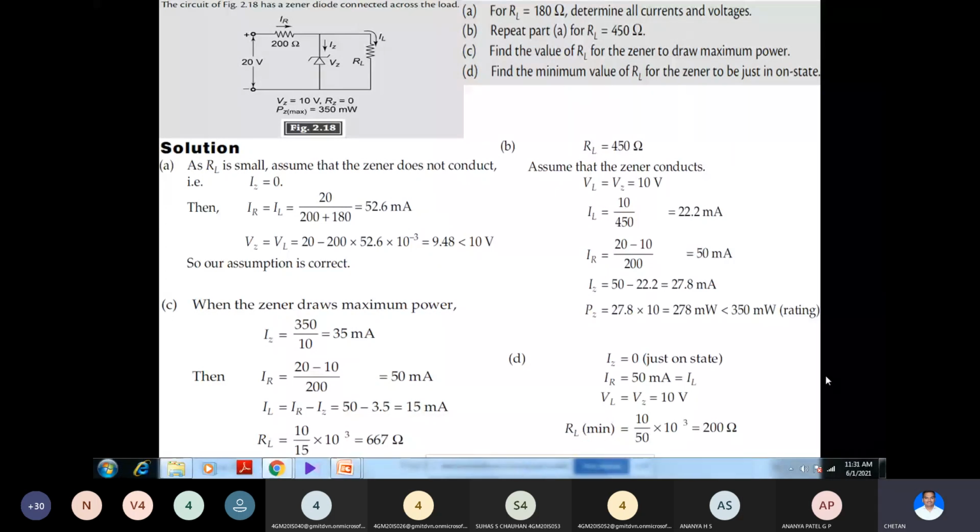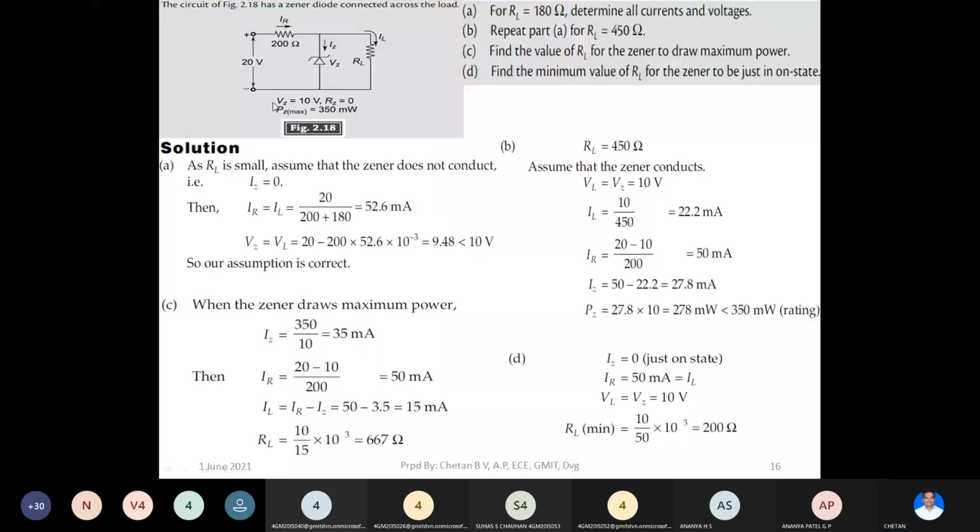So in the last class, we have discussed some numerical examples on Zener diode. This is the first example where we calculated various currents and voltages and also the minimum value of RL, and we found some interesting facts: there should be some minimum value for RL and also some minimum value for VI for this Zener diode to operate in the reverse breakdown region and to work like a voltage regulator successfully.